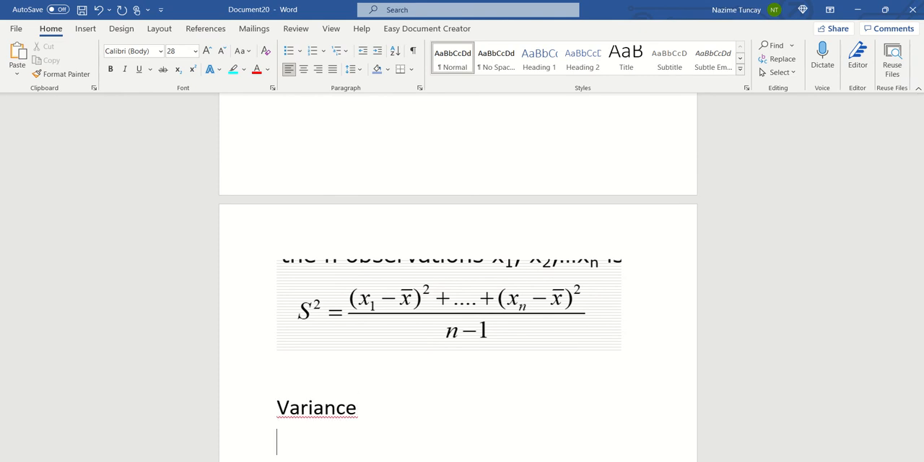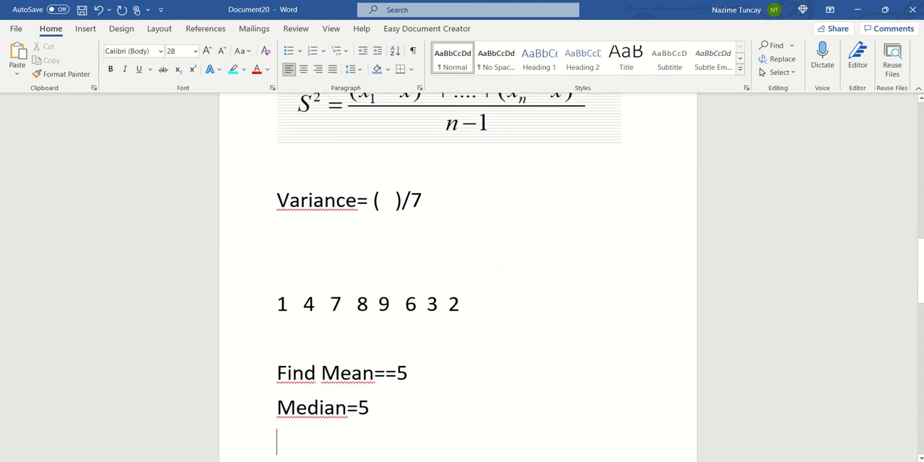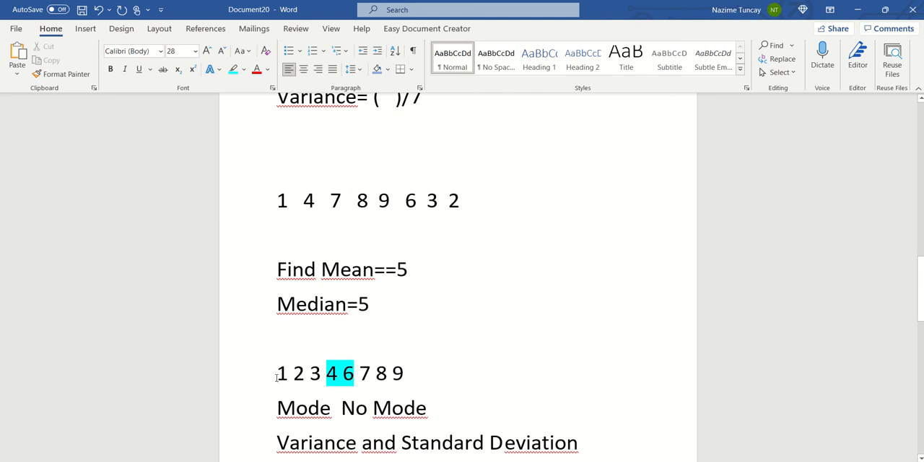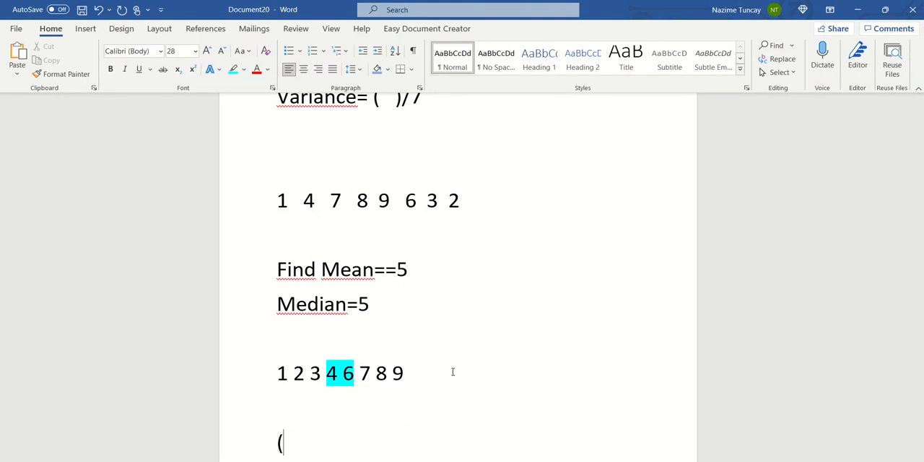Let us find variance, divided by 7. Now, x1 minus, what is the mean? 5. 1 minus 5, okay? Square. So that's 4 squared. Let me write it here. So 1 minus 5 to the power 2. Do you understand what I'm doing? Yes. So that's the formula. So that's 4 squared is 16. The first one.